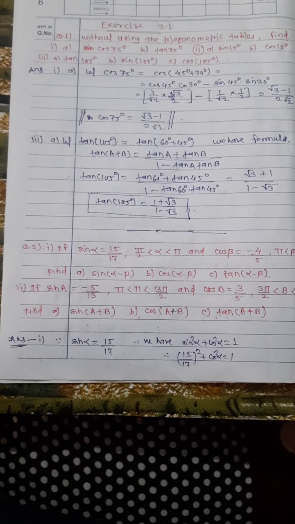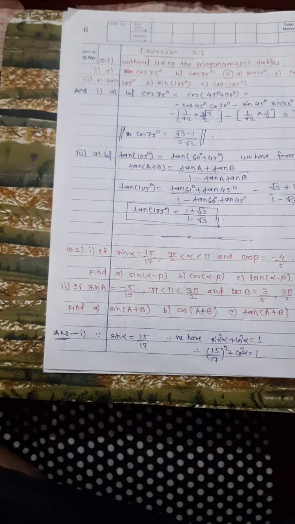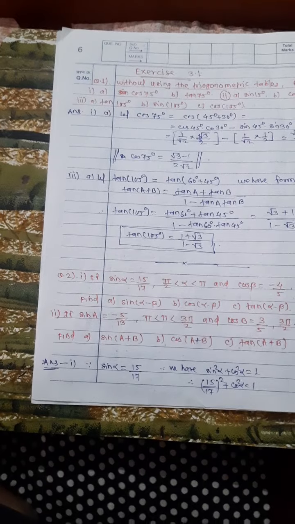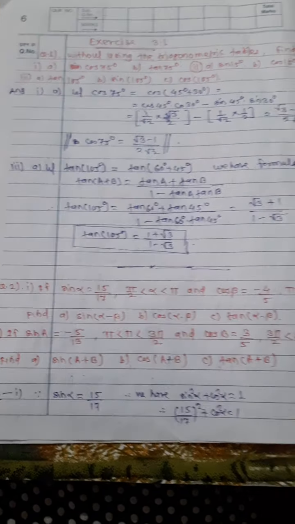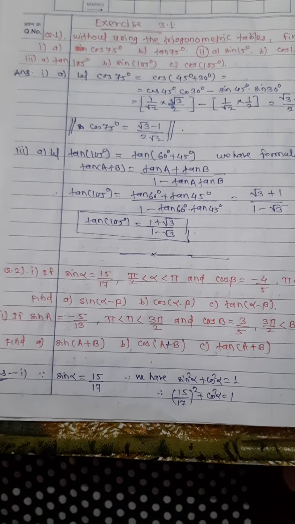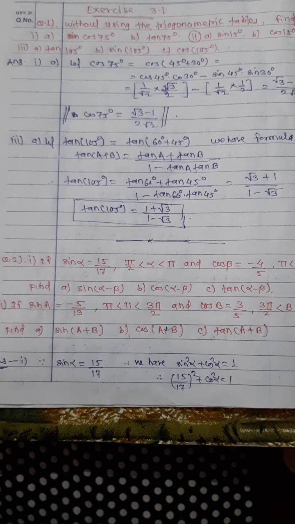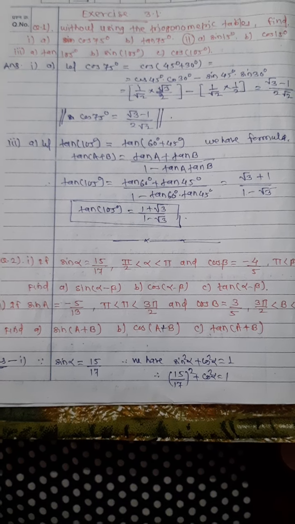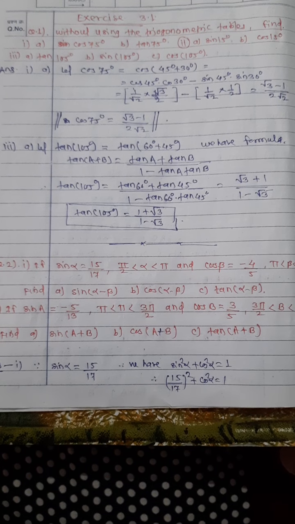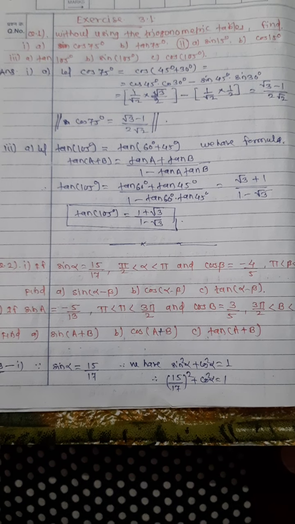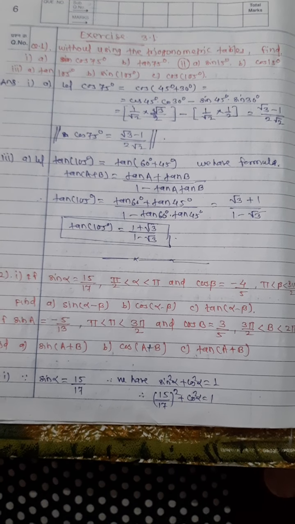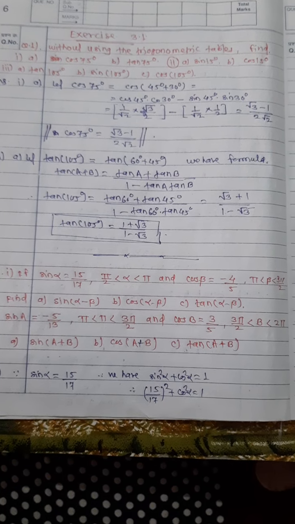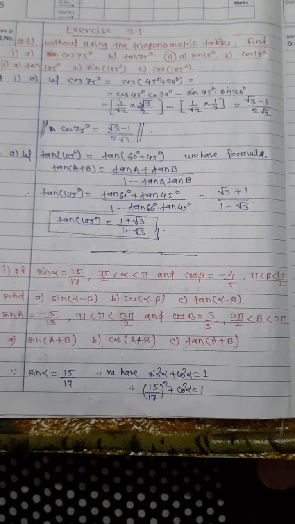So I will take one more example. For these values, we need the value of sin alpha. Given sin alpha, you can calculate cos alpha. If you get sin alpha and cos alpha, then you calculate tan alpha by using sin alpha upon cos alpha. Similarly, in the same way you calculate for angle beta: given cos beta, you can find sin beta and tan beta.